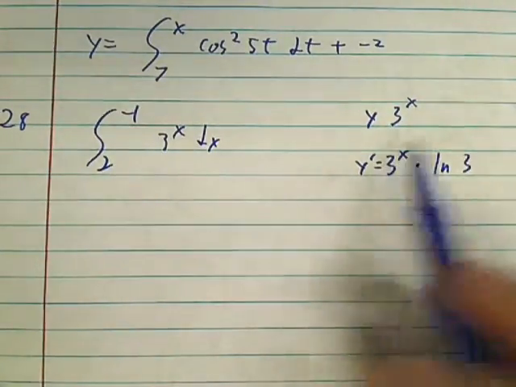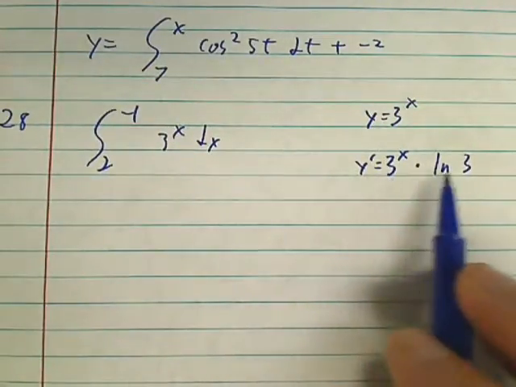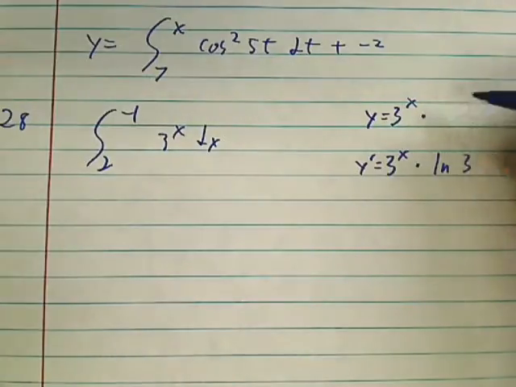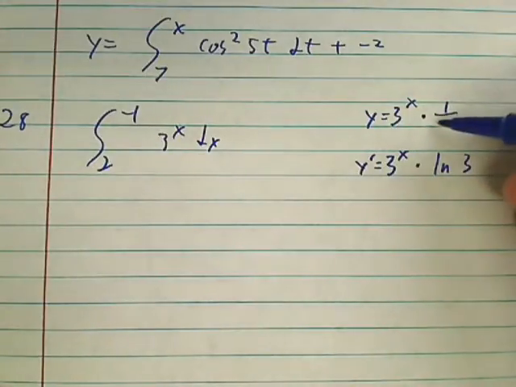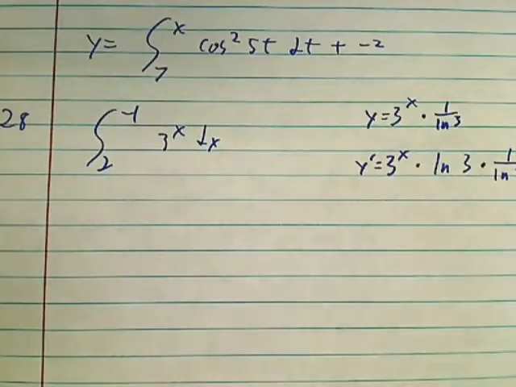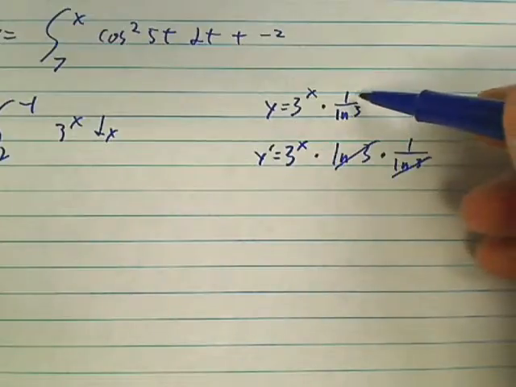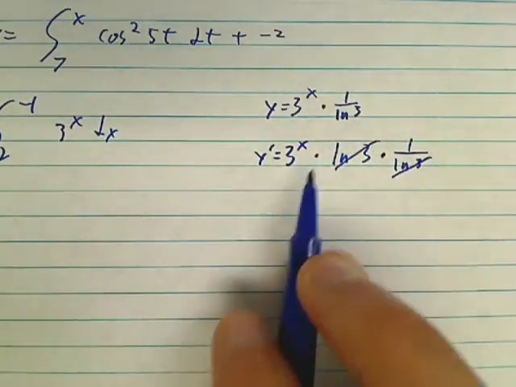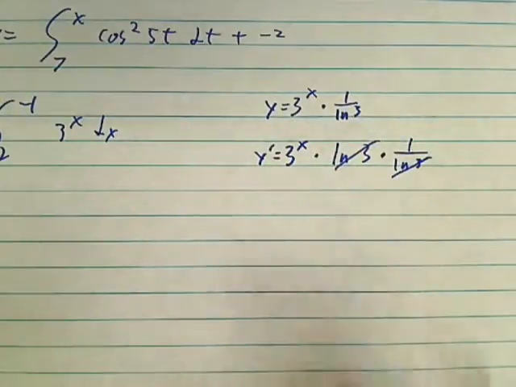Well, what can I do at the start so that my derivative is just 3 to the x? You can just multiply by a constant. Multiply this one by 1 over natural log 3, and that will also multiply my derivative by 1 over natural log 3. Then those will cancel out. So the derivative of this function gives me this. I just started with something and played around with the constant until I got it to work.